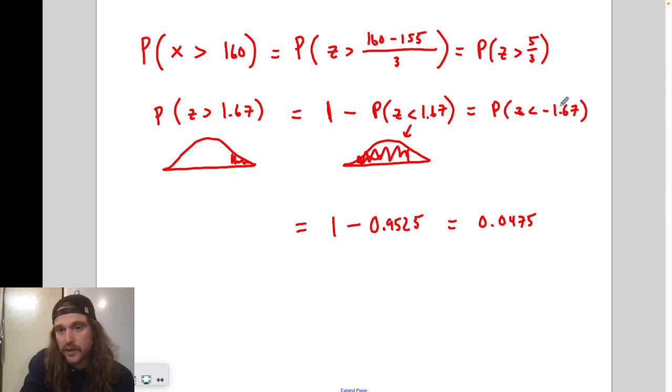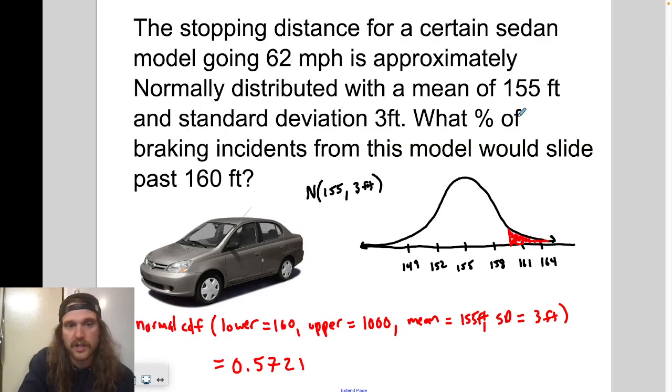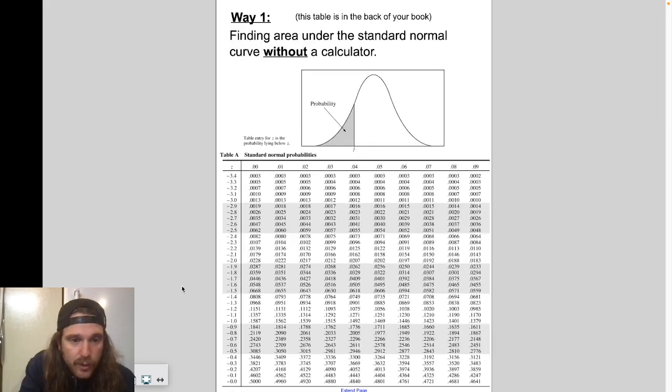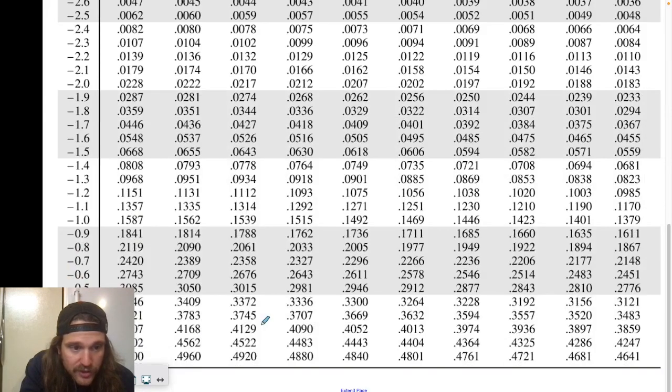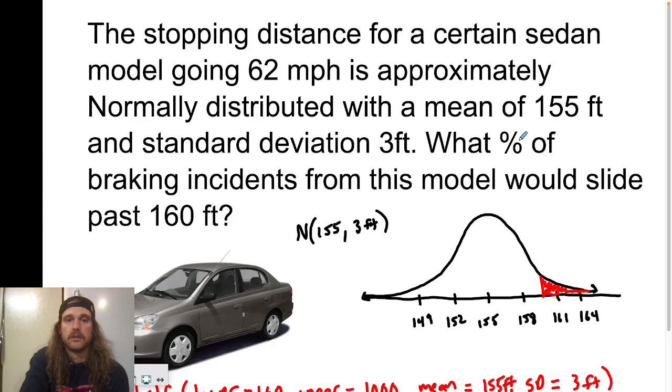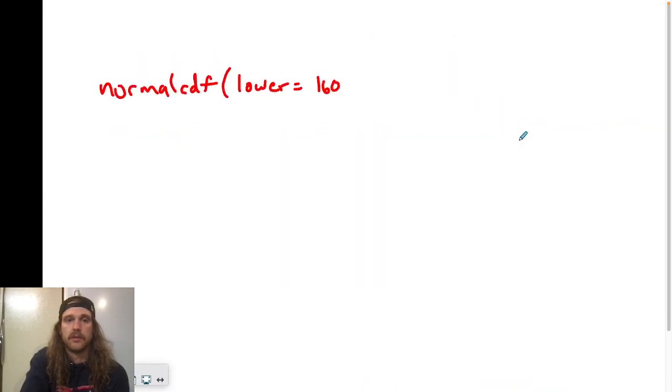So let's try this. What if we look to the left of negative 1.67? Let's go back to our table. Left of negative 1.67, we better get that 4%. Negative 1.0, 1, 2, 3, 4, 5, 6, 7, 0.475. Yep, same number. Cool. All right, let's move on.